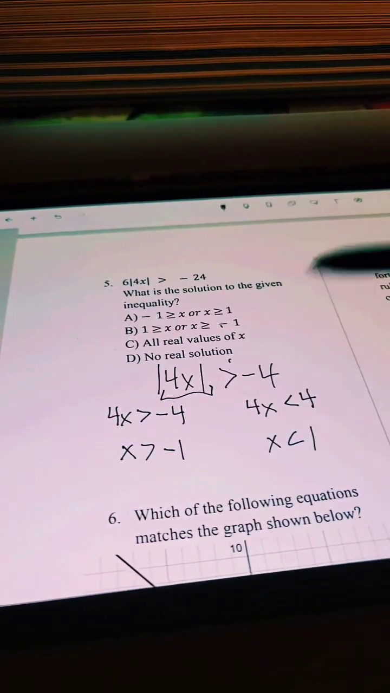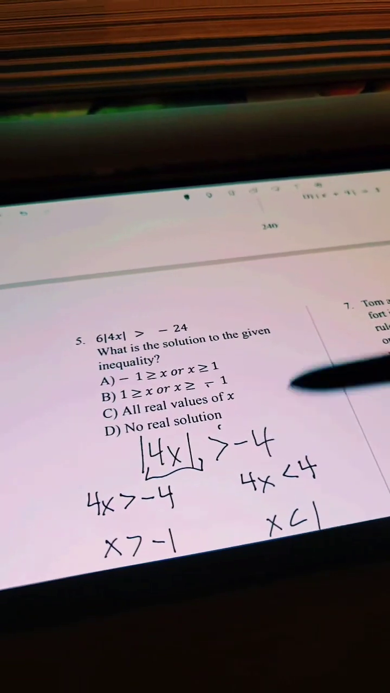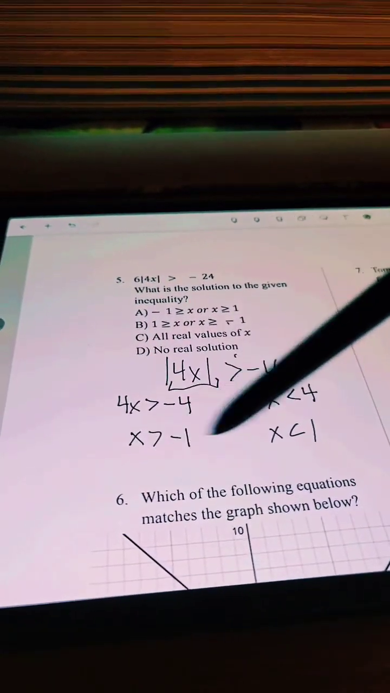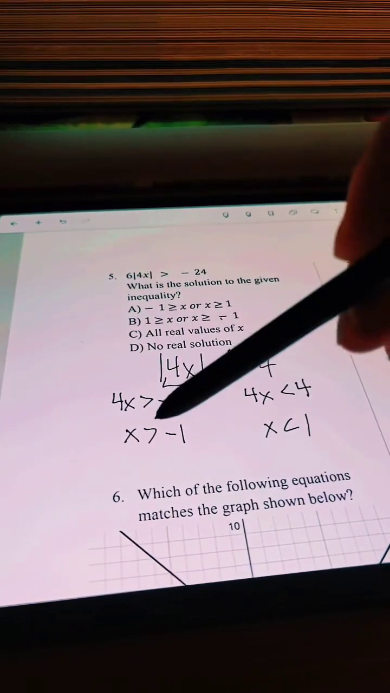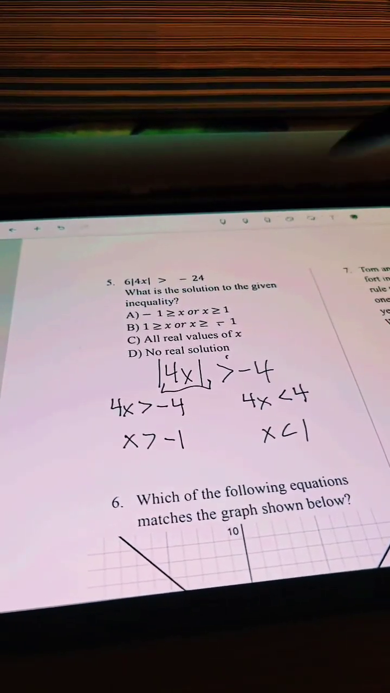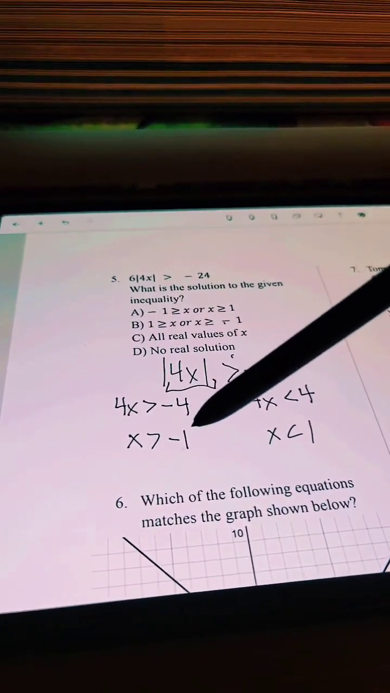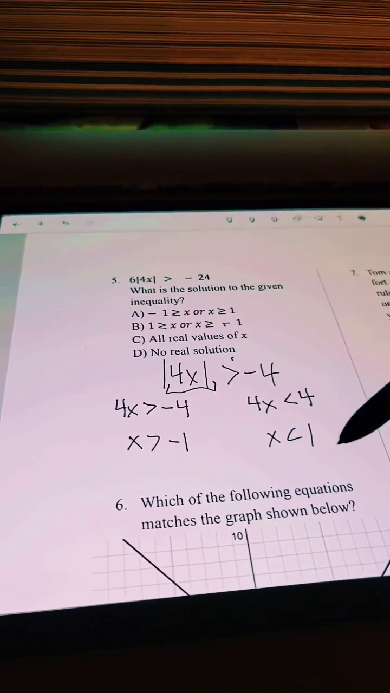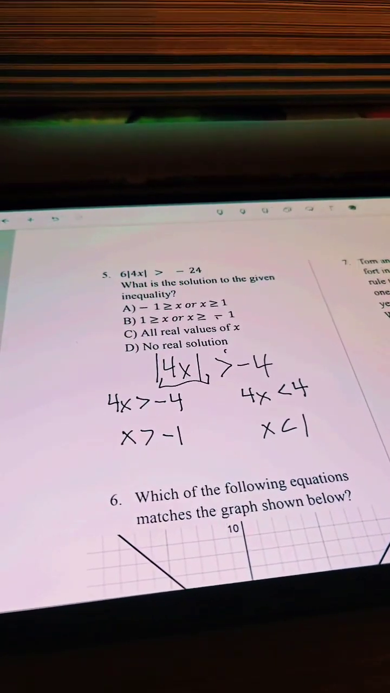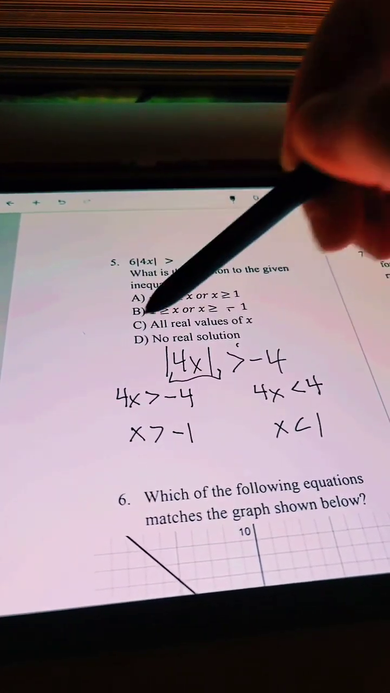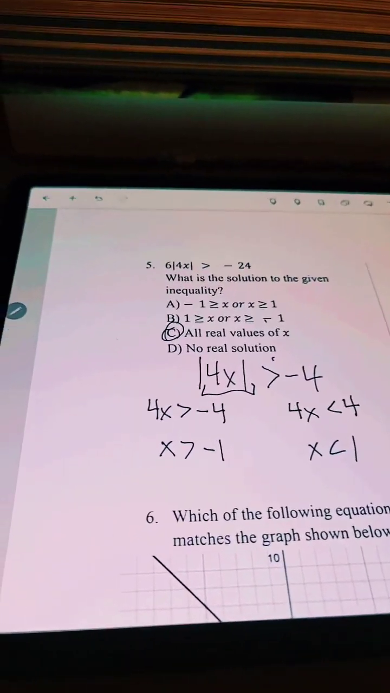Or you could go through solving it and then also see this way, that any number that we put for x, if it has to fit these two rules, it could be any number. Like x is greater than negative 1 and x is less than 1. That works for anything, basically. So all real values of x, C. Either way is fine.